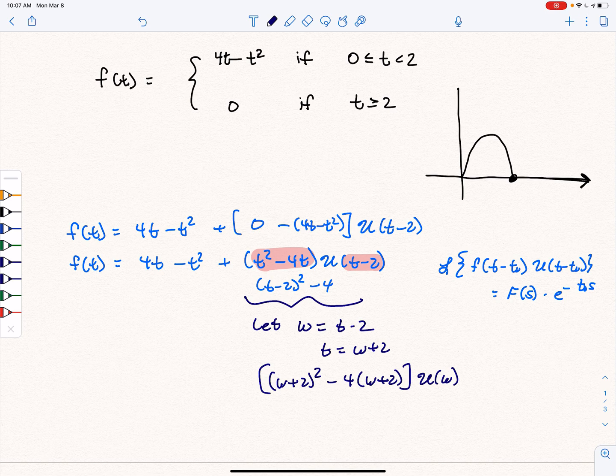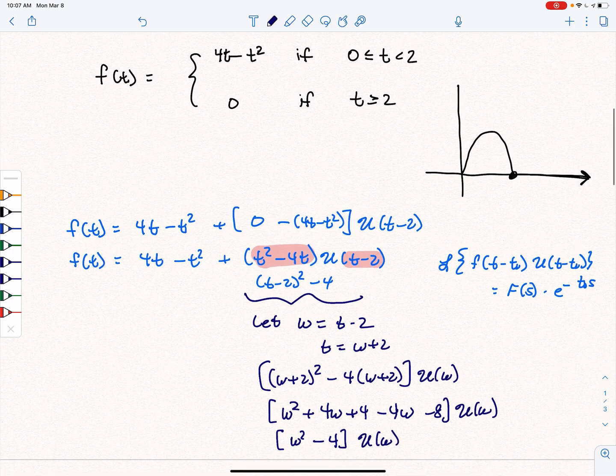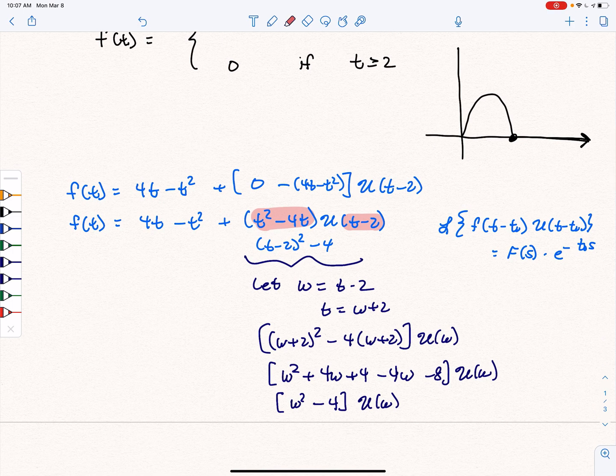So working out the bracketed stuff here, we have w squared plus 4w plus 4 minus 4w minus 8. And again, that's times unit step of w, which is, oh, would you look at that? w squared minus 4 unit step of w. Now, I want you to look at, let me use a different color here, I want you to look at this versus this. They are the same thing.